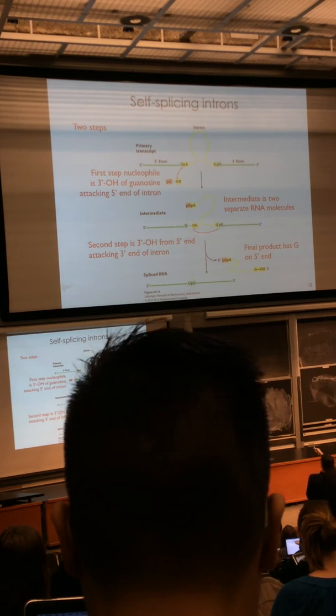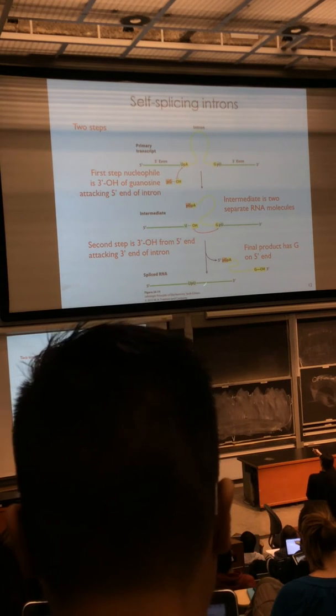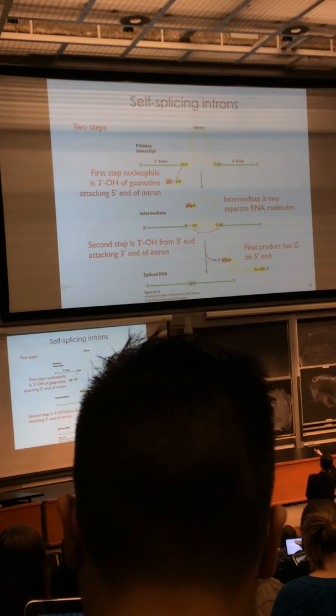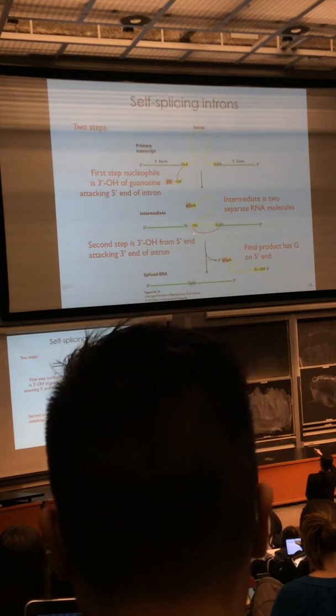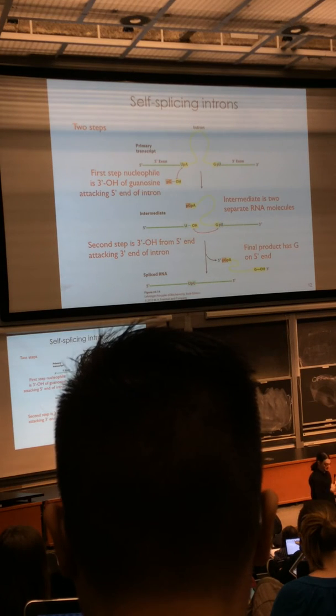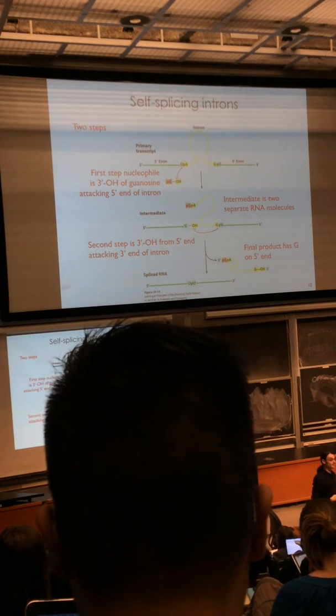And in the second step, that free 3' OH can now perform a nucleophilic attack here to carry out the splicing reaction, which is the ligation of the very 3' end of this upstream exon to the very 5' end of this downstream exon. And the product has attached this extra G that served as the nucleophile in our reaction, attached to the very 5' end of the intron product.